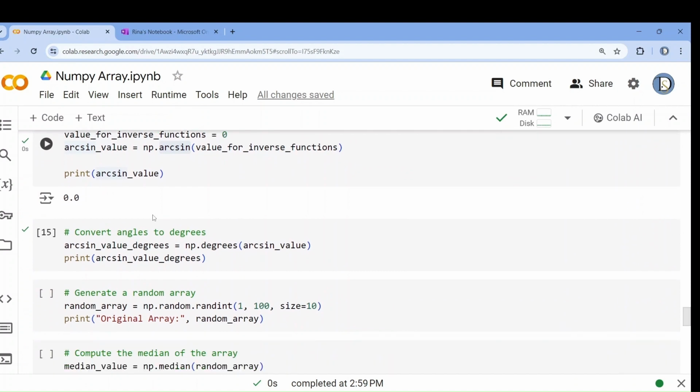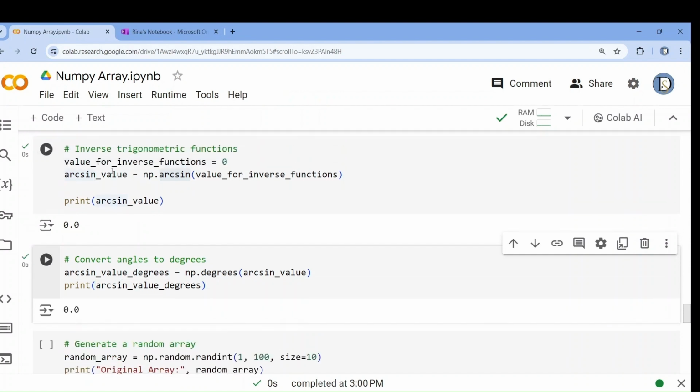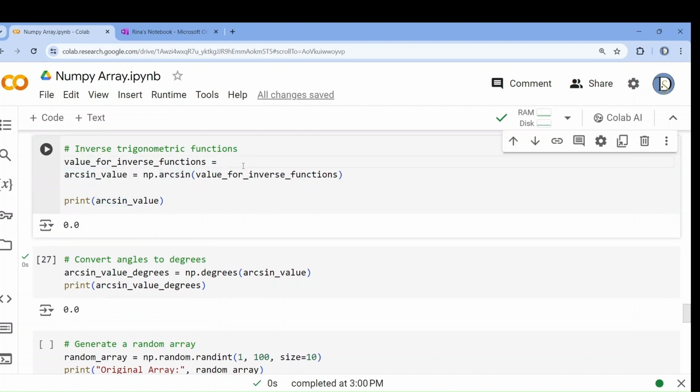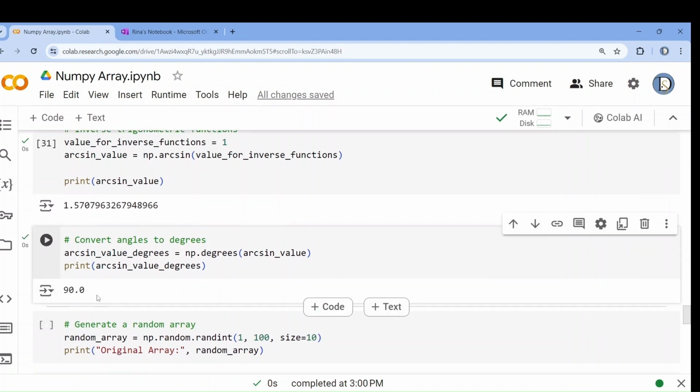Fine. Now you can convert the angle to degrees. We have already learned how to do this. So you just put any value, then convert it into degrees. Now see here, I put 0 here. That's why the value is in degrees 0. If I give 1, then it will be 1.57. Here you can see that the value is in degrees, 90 degrees. So sine 90 equals 1.